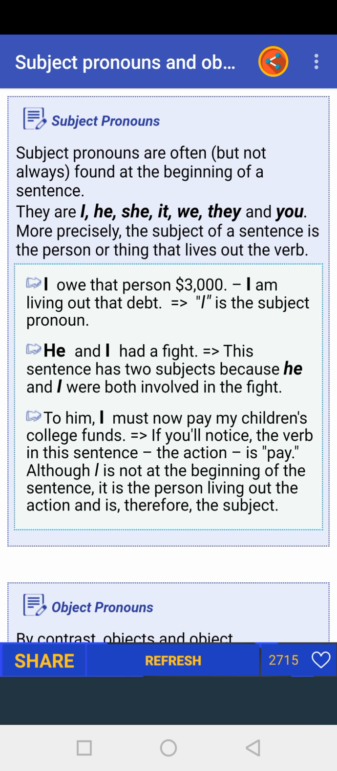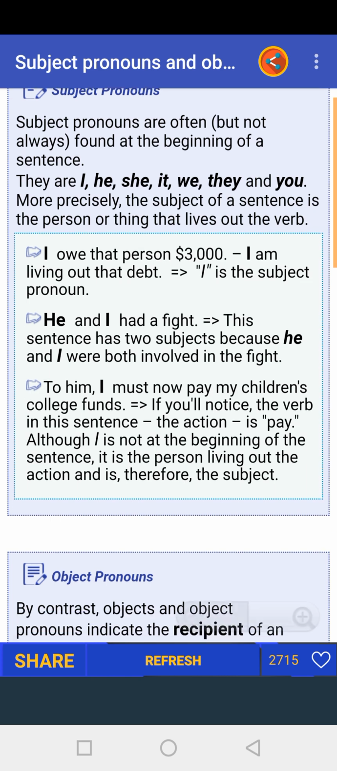More precisely, the subject of a sentence is the person or thing that carries out the verb. So here the subject pronouns are often found at the beginning of the sentence, but sometimes we may not find them at the beginning. And subject pronouns are I, he, she, it, we, they, and you.